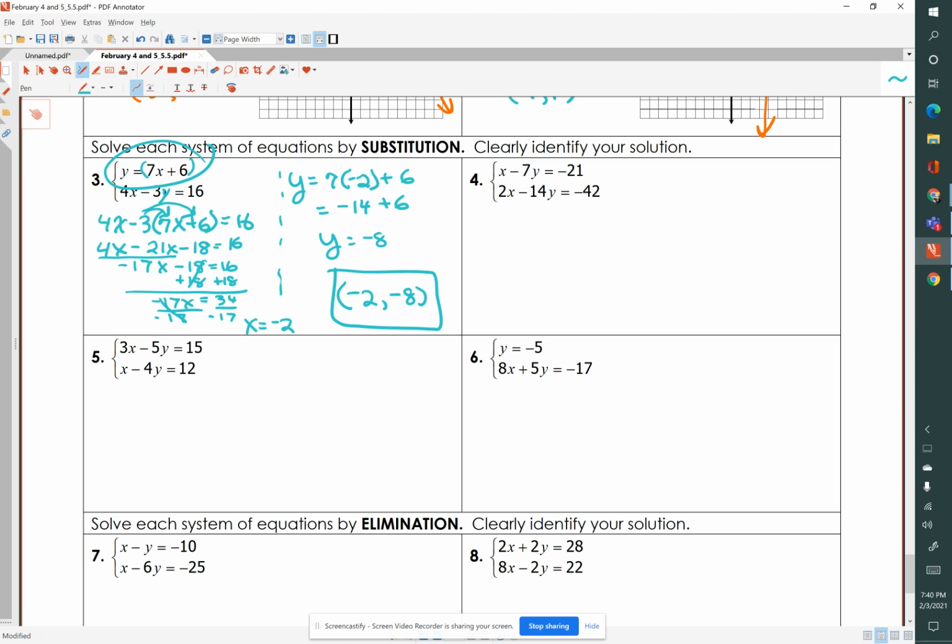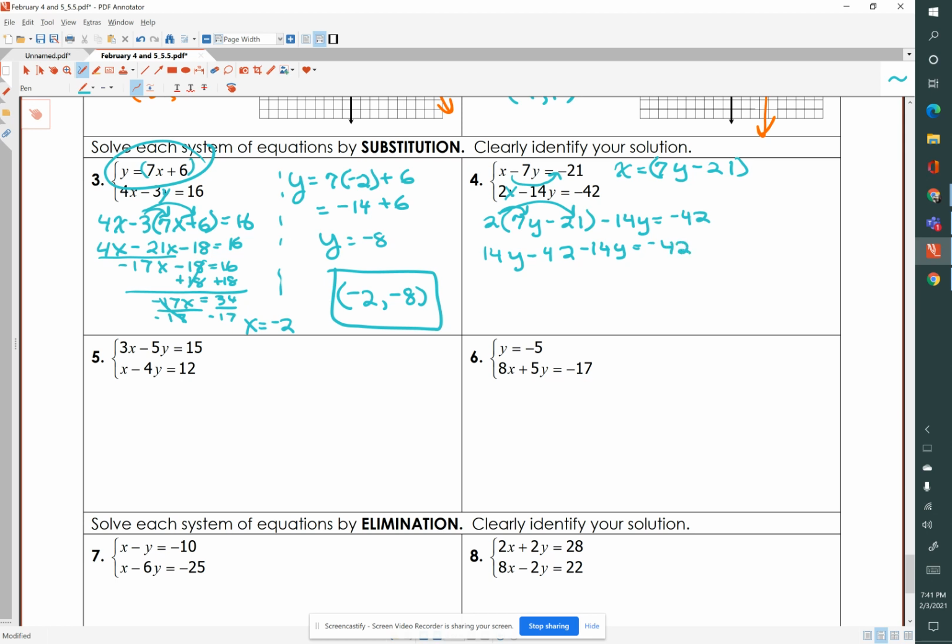Now, in the second equation, I'm going to solve this for x by just moving the 7y over, which will make it positive. X equals 7y minus 21. Now, I'm going to substitute 7y minus 21 for x in the second equation. So 2 times x, which is now 7y minus 21, minus 14y equals negative 42. And then I will distribute. That gives me 14y minus 42 minus 14y equals negative 42.